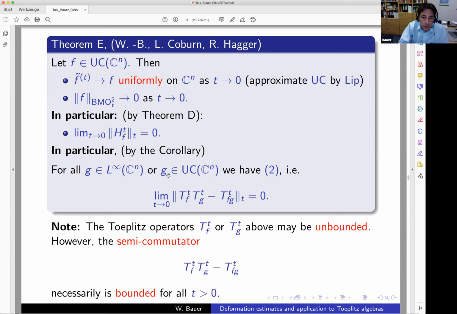So there are a few remarks. If the symbol f is uniformly continuous, it could be unbounded, in which case, for any t, the Toeplitz operator with this symbol is an unbounded operator. This we already saw in the first application. However, the semi-commutator becomes a bounded operator. So this is a bounded operator, even though all ingredients are unbounded, and actually for every t. So we can have this quantization here for bounded and certain unbounded symbols.